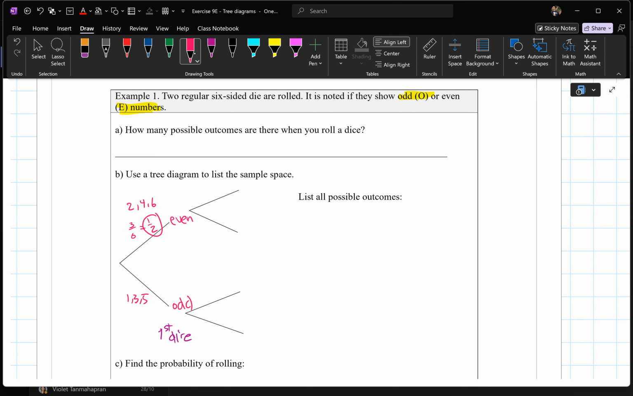1 over 2. You've got 3 numbers there, 1, 3, and 5, out of 6 options. So again, 3 out of 6, you get 1 out of 2. So you've got a 50% chance of getting even, 50% chance of getting odd. That's on the first go.